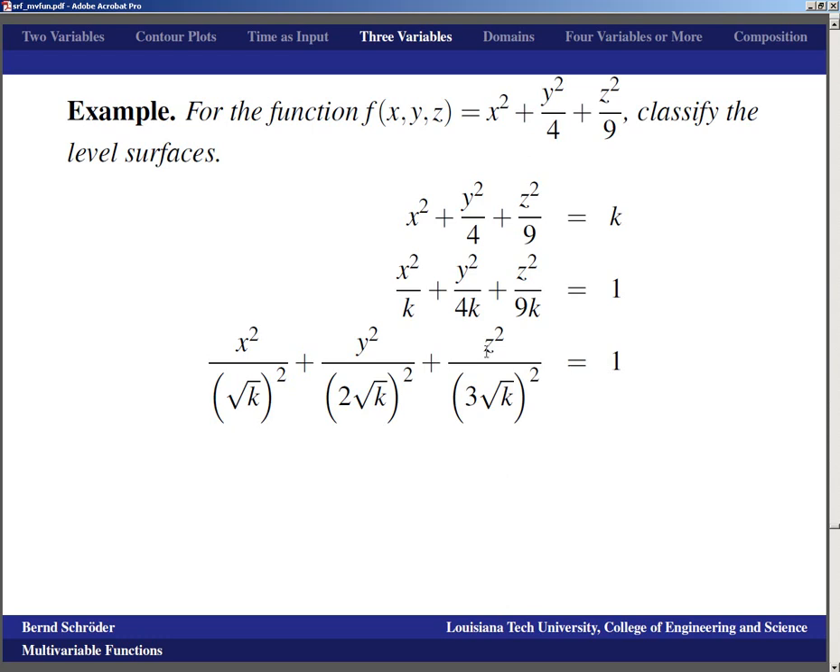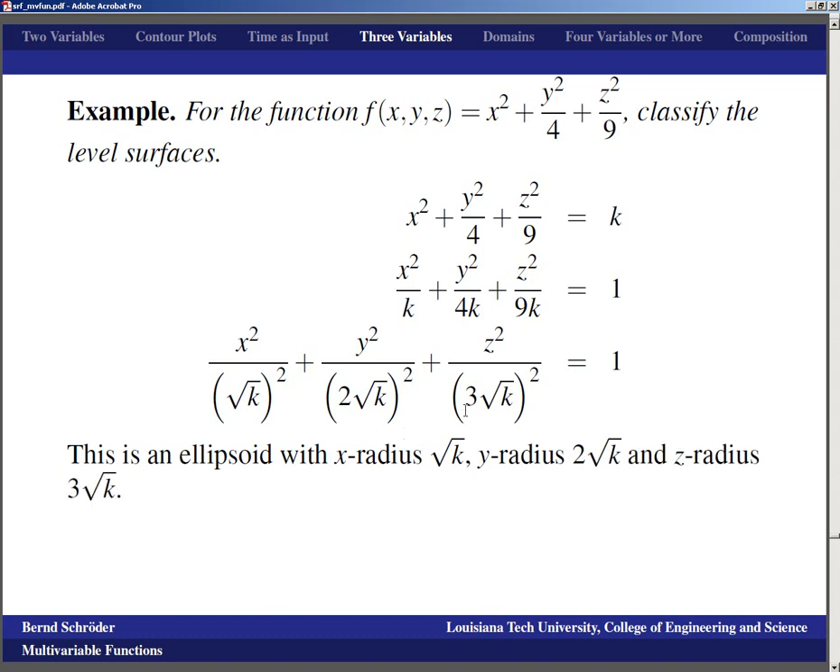That sort of looks like an ellipse, except that we've got a third variable, and that means that this is really, if you haven't worked with quadratic surfaces yet, we will also talk about those explicitly in another presentation. But basically, this is an ellipsoid. It's the three-dimensional analog of an ellipse, where the radius in the x direction is root k, the radius in the y direction is 2 times root k, and the radius in the z direction is 3 times root k. I'm talking slang here. Those are actually major axes, but look, I mean, words are words, pictures and concepts are what's important.